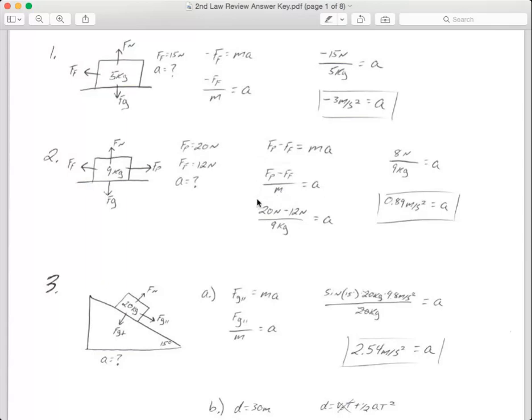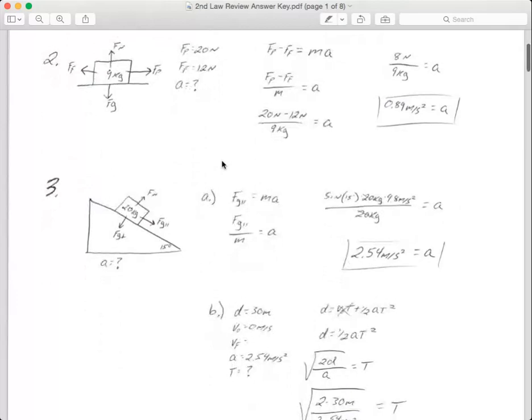I can plug in my numbers. Force of push is 20, friction is 12, mass was 9. Plug that into my calculator. I get 8 divided by 9, which is 0.89 meters per second squared. It's positive. It's going to be to the right. It's going to be in the way that you're pushing because you're pushing 20 and friction is 12. It's more to the right, so acceleration is going to be to the right.